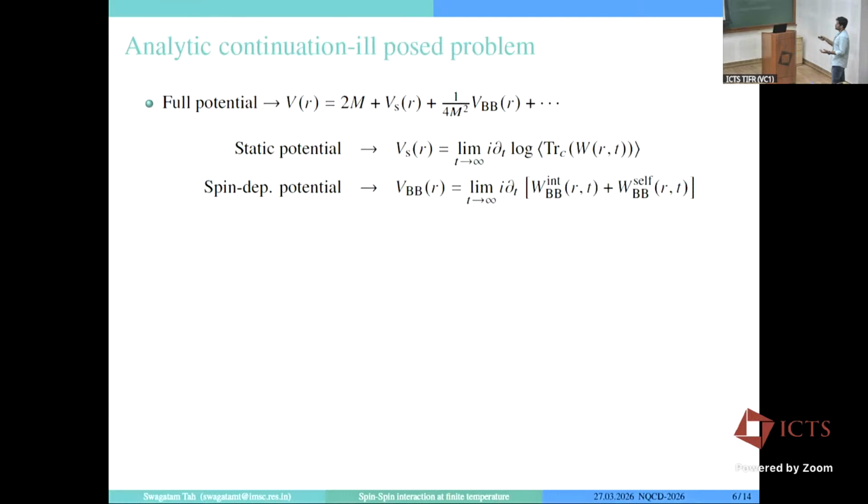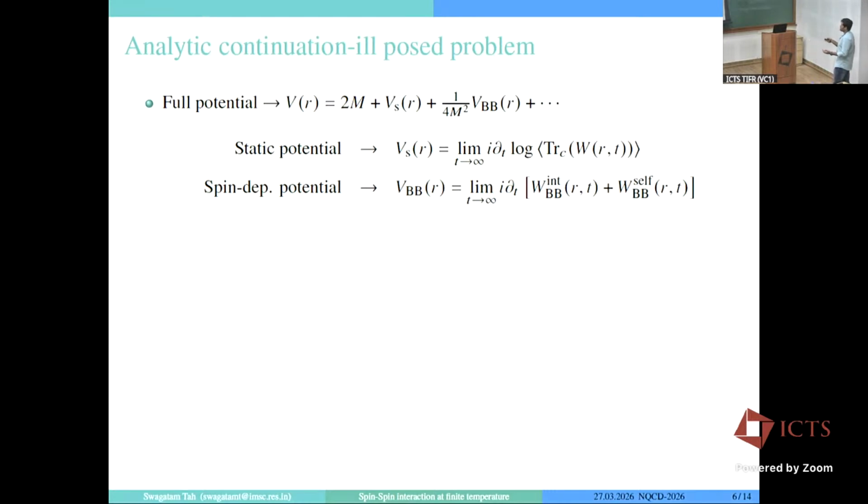Since the quark and anti-quark both have mass m, the leading order term will be 2m, and the next correction will be the static potential, which was already mentioned by Dibyendu. At the next order, the spin interaction potential will come into account, which is suppressed by 1/(4 times the heavy quark mass squared).